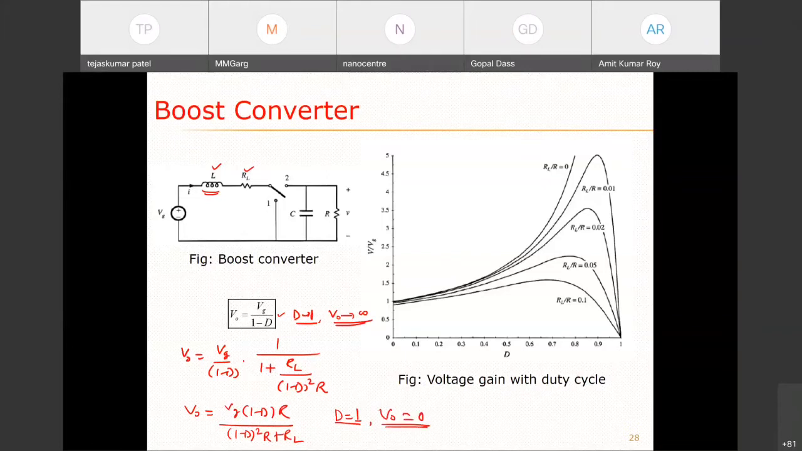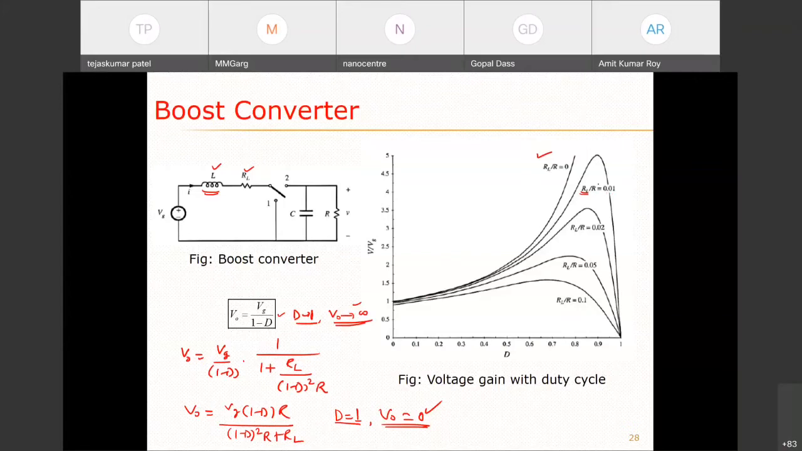So this R is the load resistance and RL is the ESR of the inductor, right? If we solve this a little more, it becomes Vg upon 1 minus d into R upon 1 minus d square R plus RL. Okay, so this is the output voltage. Now in this formula, if you put d equal to 1, then the output voltage is 0. So what does it show? That if duty cycle is 1, the output voltage will become 0 in a practical boost converter. But in ideal analysis, it should be infinite.